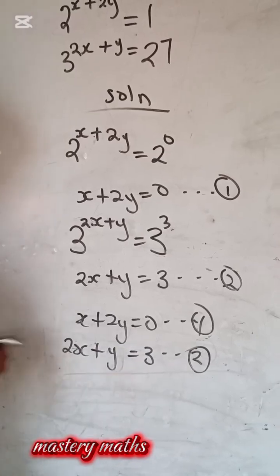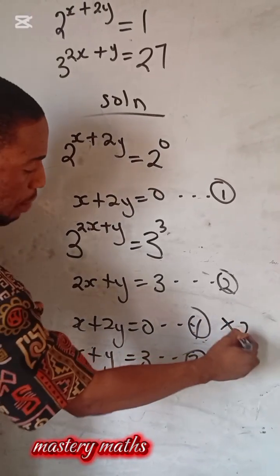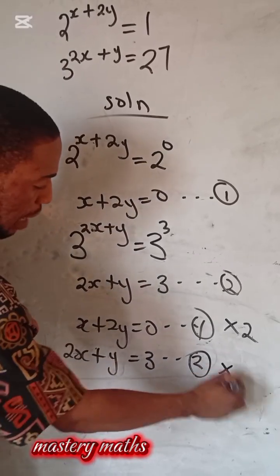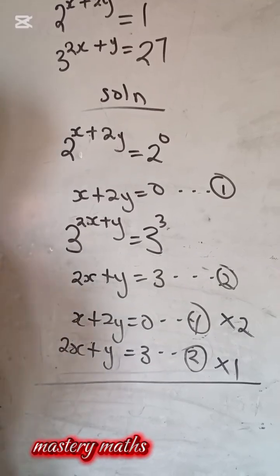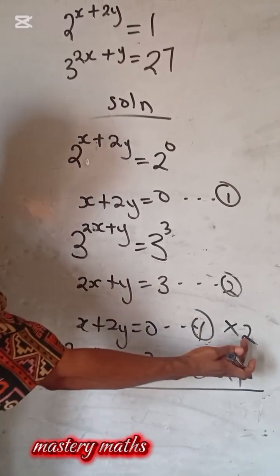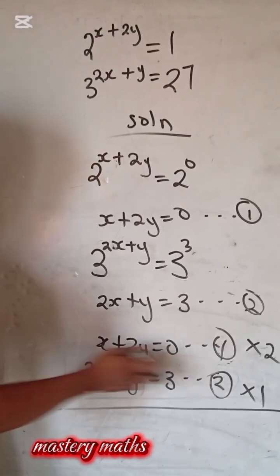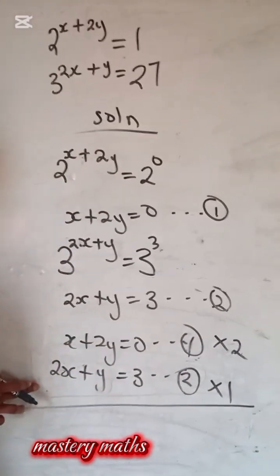How should we do it? This is how we do it. We said this multiply by 2 and here multiply by 1 in order to balance the equation. Now let's balance it down. Now after doing this, we need to multiply everything here by these 2 and multiply everything here by 1.